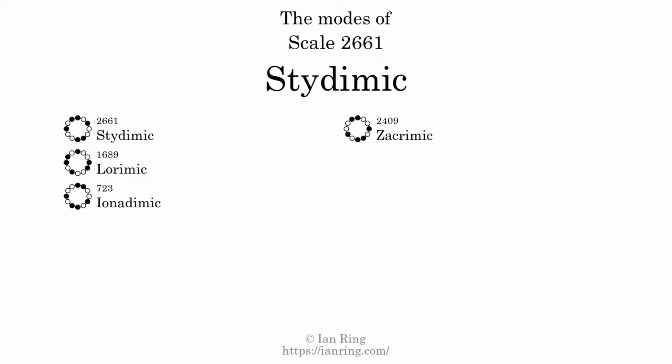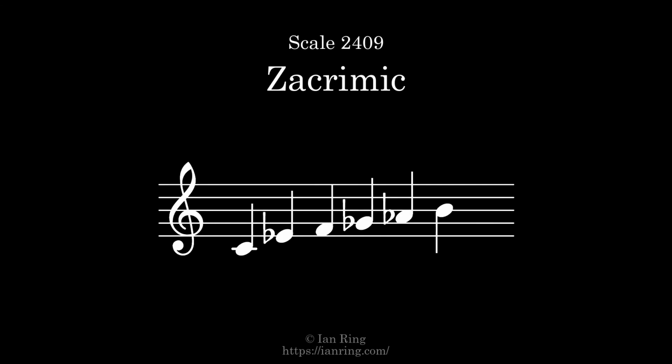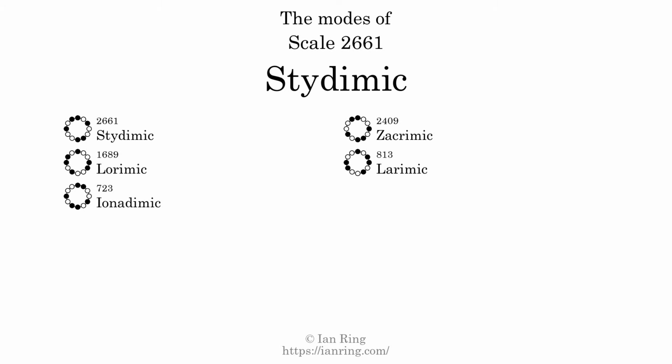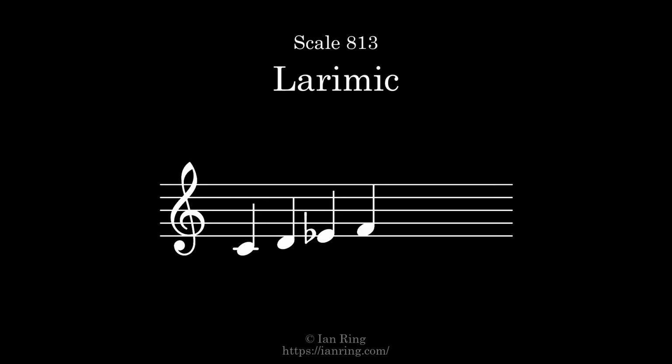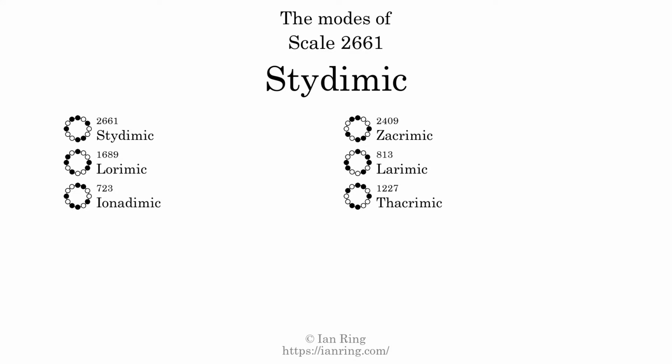The fourth mode is scale 2409, also known as Stydimic. It sounds like this. The fifth mode is scale 813, also known as Stydimic. It sounds like this. The sixth and last mode is scale 1227, also known as Stydimic. It sounds like this.